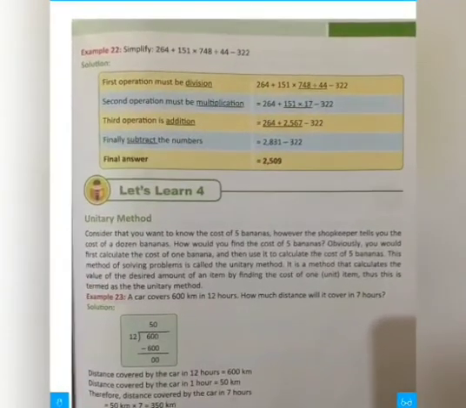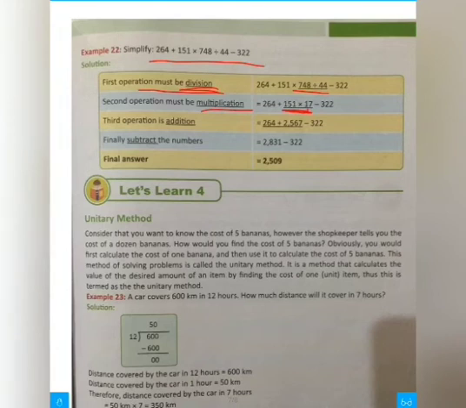For example, you can see over here, 264 plus 151 multiply 748 divided by 44 minus 322. So what you will do according to the DMAS rule, first you need to do division. First operation must be division. So you will solve this part first. So when you divide this value, you will get the answer 17. Now the second operation must be multiplication, meaning the answer you get, you will now multiply 151 with 17.